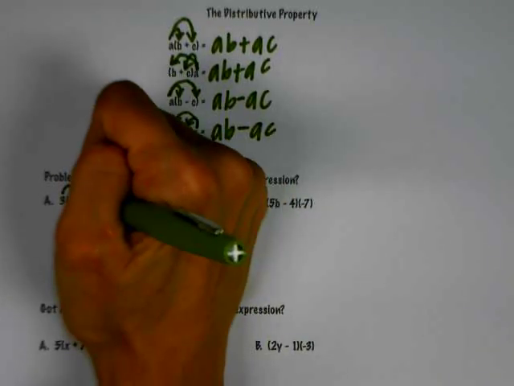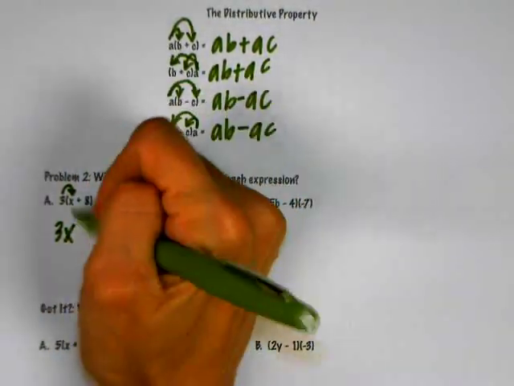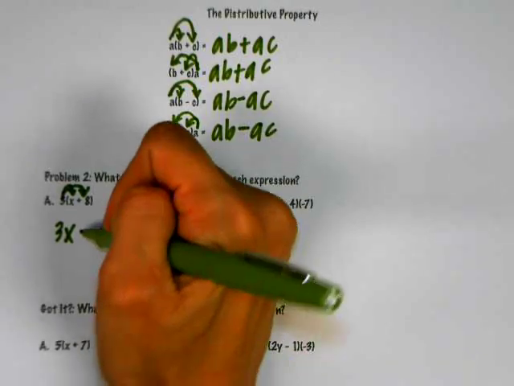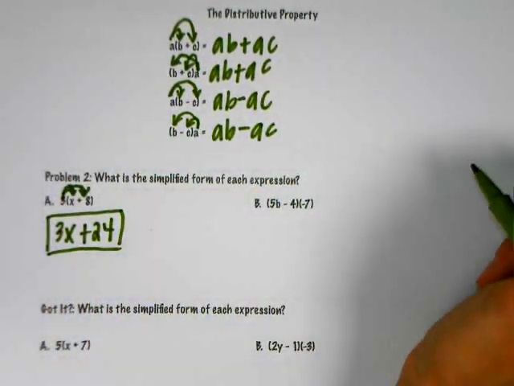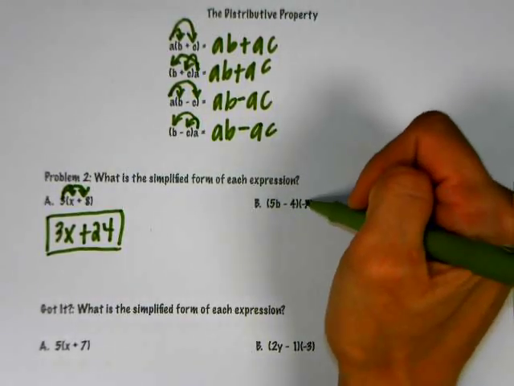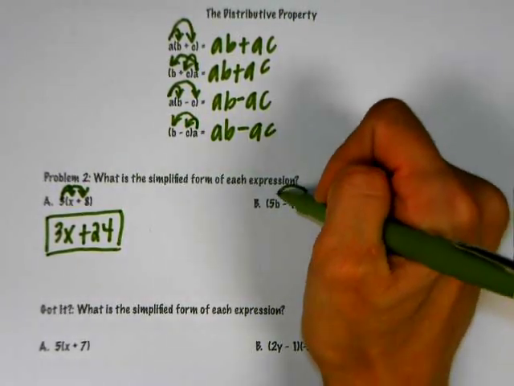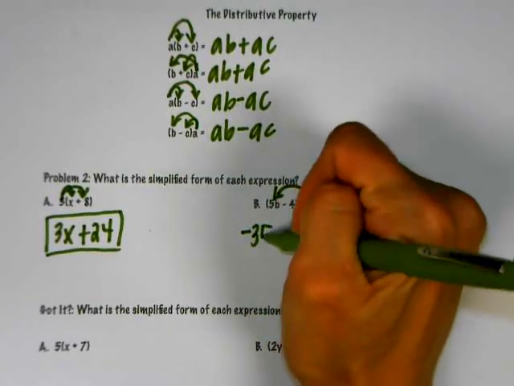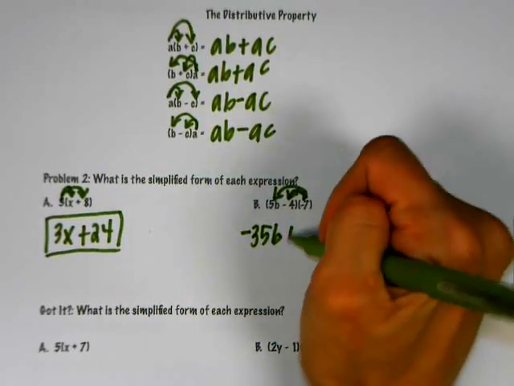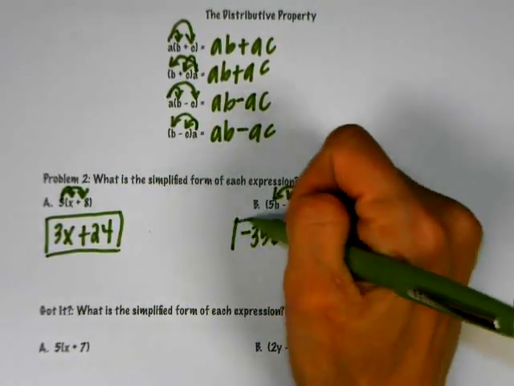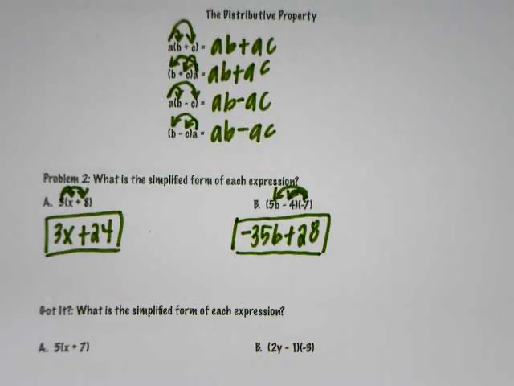So for problem 2, we're distributing that 3. So we'll do 3 times x is 3x. 3 times positive 8 is positive 24, so plus 24. And on this one, you're distributing the negative 7 that's in the back. So negative 7 times 5b is negative 35b. Negative 7 times negative 4 is positive 28, so that's going to be a plus 28 now. And then pause the video, do the got it, and then come check.